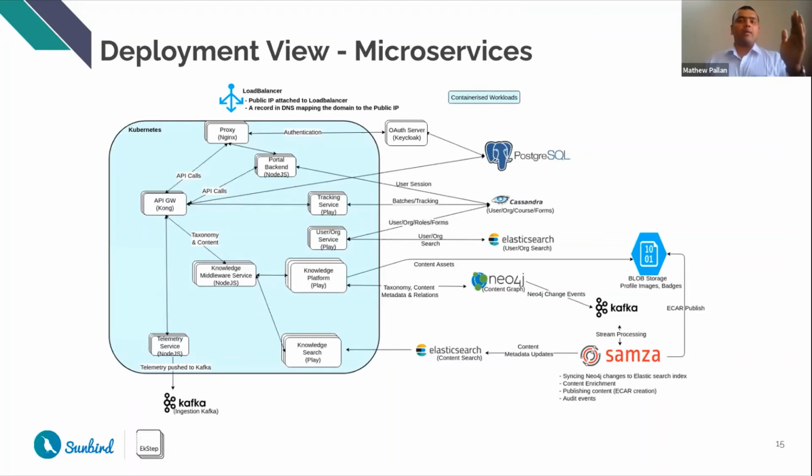And as you can see here, we have the databases and the Auth server, which are outside the Kubernetes layer. So they're still running on VMs. And we're trying to see what more services can be pulled into the Kubernetes layer.